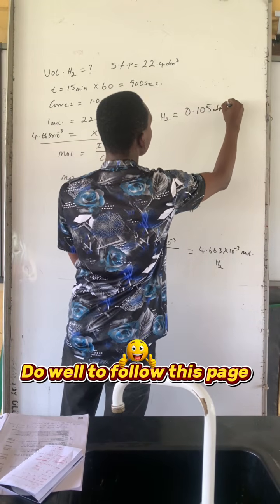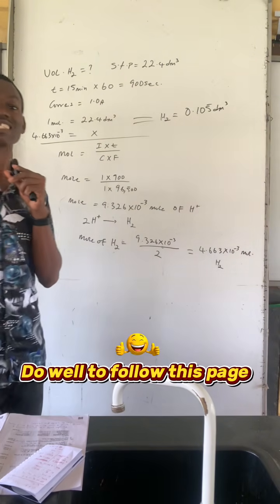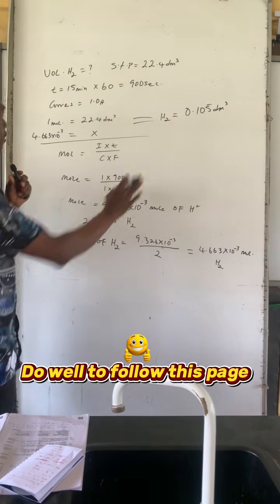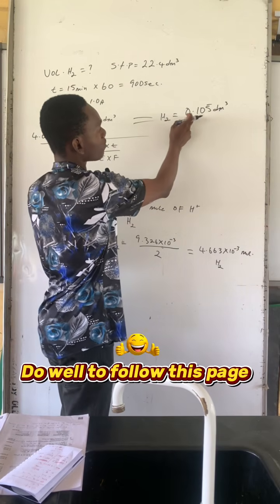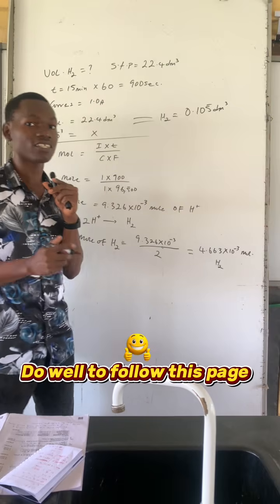That gives us 0.105 dm cube. So that's the value in dm cube. So in the electrolysis, we produce hydrogen gas of 0.105 dm cube.